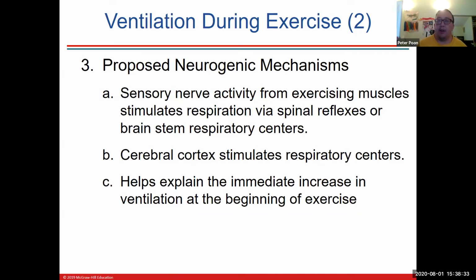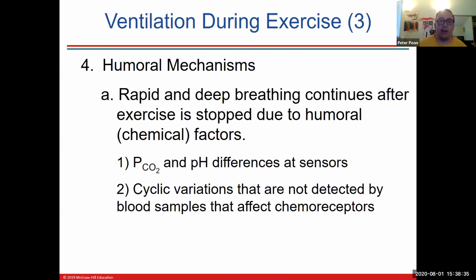So that's the neurogenic mechanism, the humoral mechanisms, the blood mechanisms. Rapid deep breathing continues after exercise stops because you have to basically pay off your oxygen debt and other things. So the PCO2 and pH level differences at sensors.